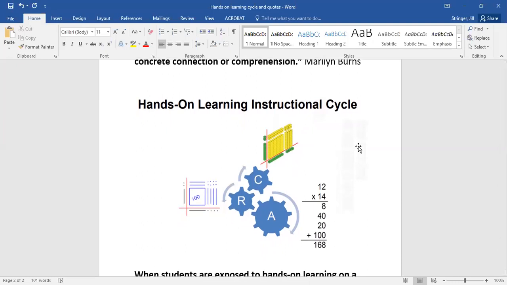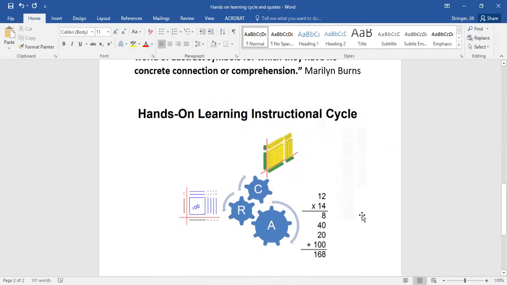On a hands-on learning instructional cycle, what it is saying is students need to be exposed to all these different types of learning. So maybe it's a standard algorithm. Now this isn't a standard algorithm, but a standard algorithm is just taking 12 times 14, multiply, when you carry over and so forth. You borrow when you subtract. That's the standard algorithm.